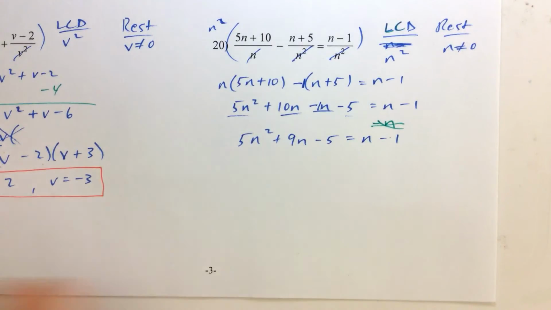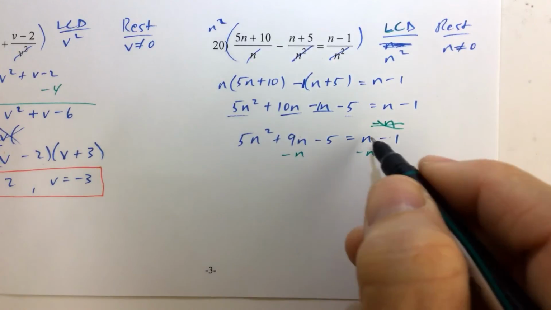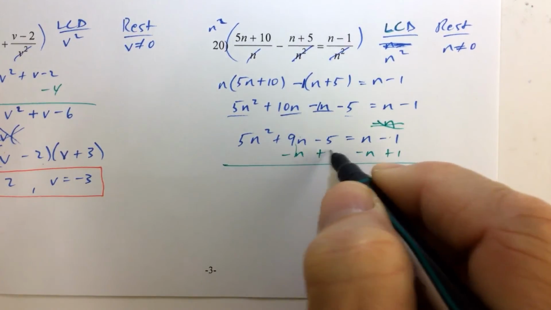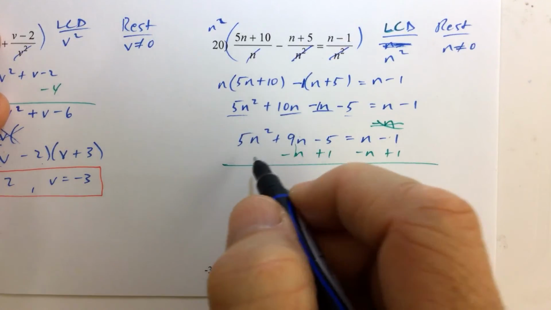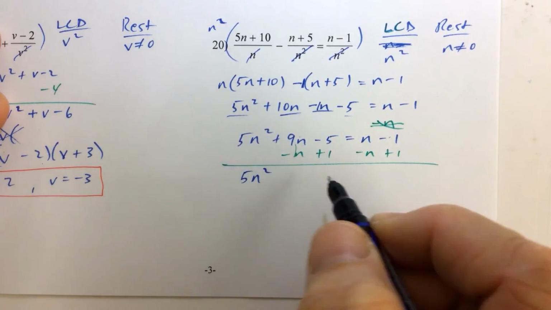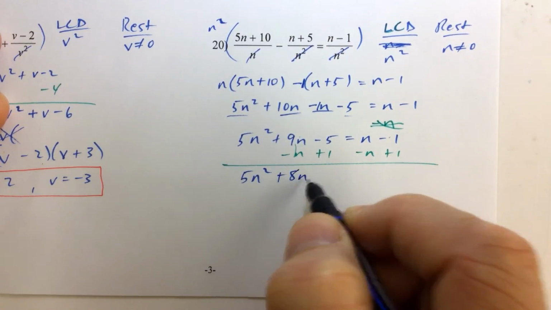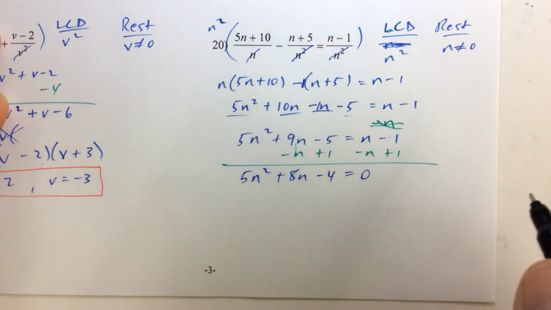That's when we want to go ahead and subtract n from both sides. And I'll line up the terms that are alike, so it'll be easier to add up. We're also going to add 1 to both sides. So again, lining up the terms that are alike, we have 5n squared plus 0, 5n squared, plus 9n minus 1n is plus 8n, and then negative 5 plus 1 is negative 4 equals 0.